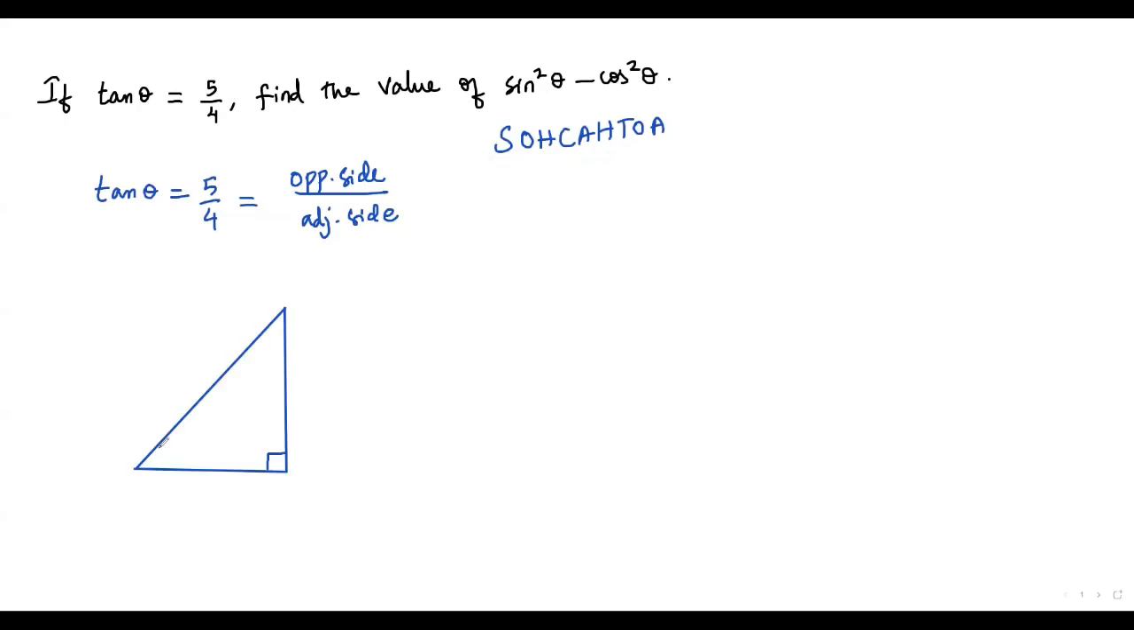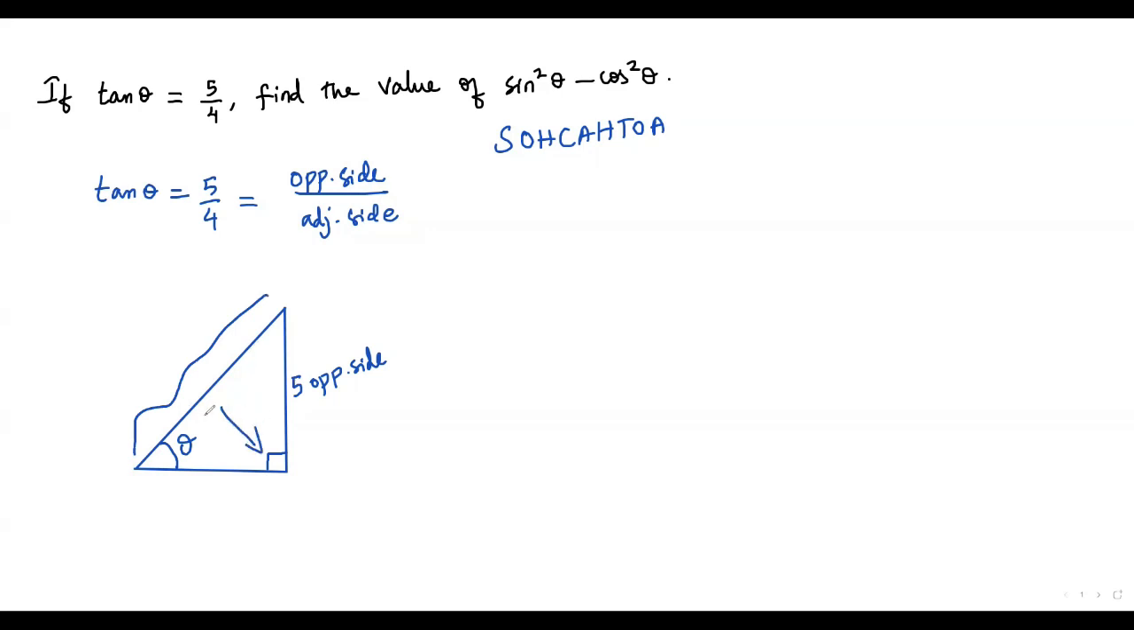Here I have drawn a right triangle, and here the angle measure we have for the given tangent is theta. So I consider the angle measure theta over here. Here the side which is opposite to the angle theta is considered to be the opposite side. And the length of the opposite side has to be considered as 5, because according to SOHCAHTOA we have tangent theta is equal to opposite over adjacent, and the numerator 5 corresponds to the opposite side. We can consider this 5 as the length of the opposite side.